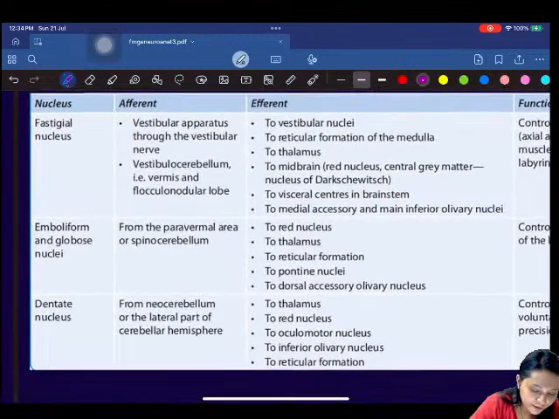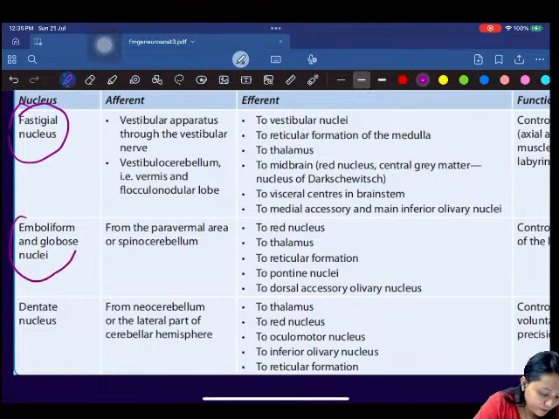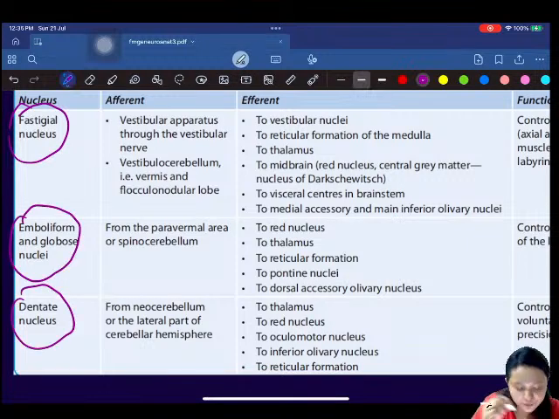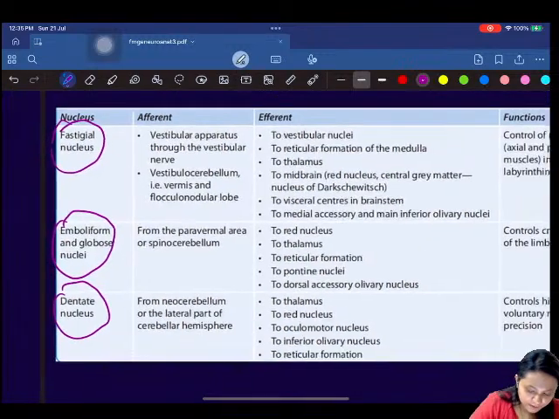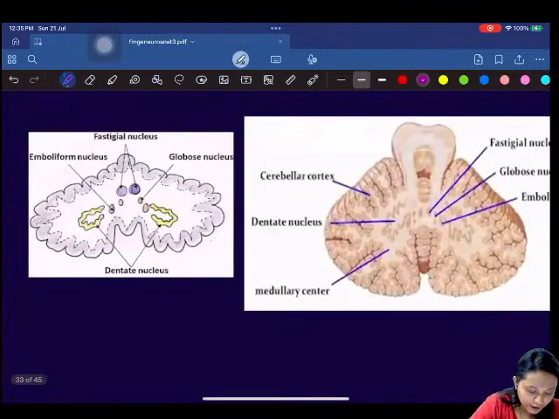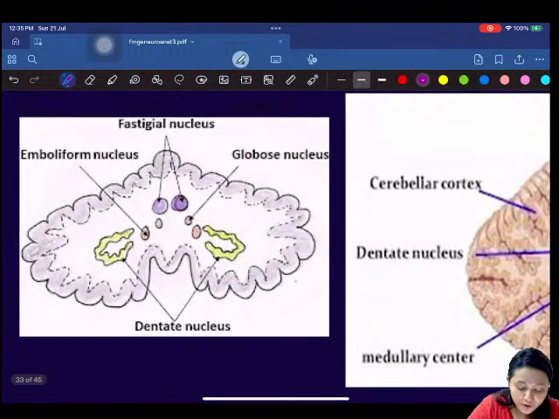Now what are the nuclei in the cerebellum? So you have certain nuclei. Let us study a little bit about that. You have the fastigial nucleus, the emboliform and the globose nucleus, and the dentate nucleus. The fastigial nucleus is mostly connected with the vestibular apparatus through the vestibular nerve, emboliform is for the paravermal region or the spinocerebellum, and dentate is for the neocerebellum. Now what is important is the location.